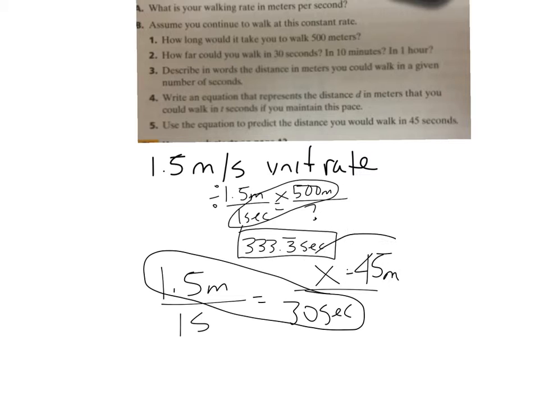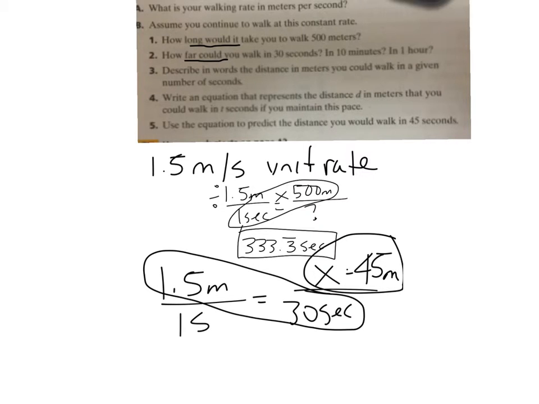meters as your answer. So number one, they're asking you how long it would take. That's in seconds. That's why it's important that you set up the proportion the correct way. And number two, they want to know how far you could walk. So in that case, you're doing the opposite. Instead of division, you're doing multiplication.